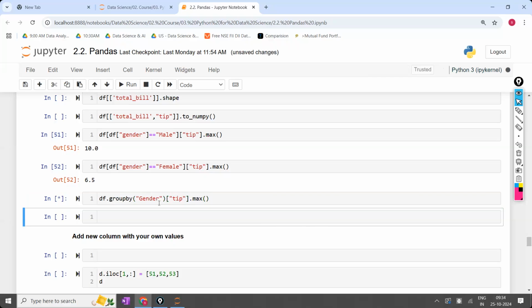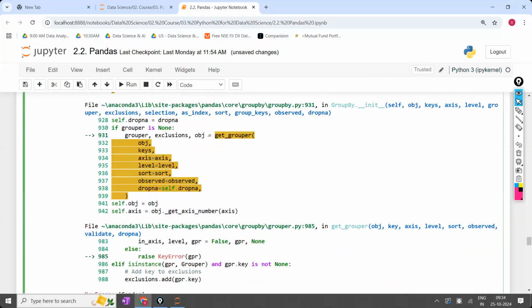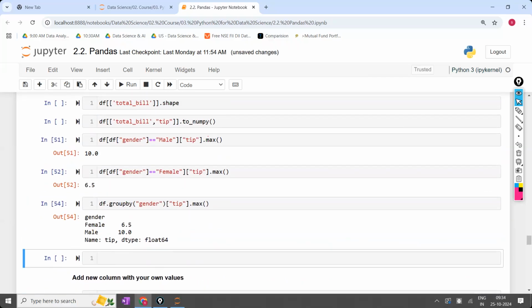What is the output you are going to get? df of group by gender, small letter g. Okay, so female 6.5, male 10.0. Same answer. Is the point clear? So you have separated the male records. You separated the female records. Within the female records, again you are selecting the tip column. Is the point clear for everyone? Does anyone have any questions on this?